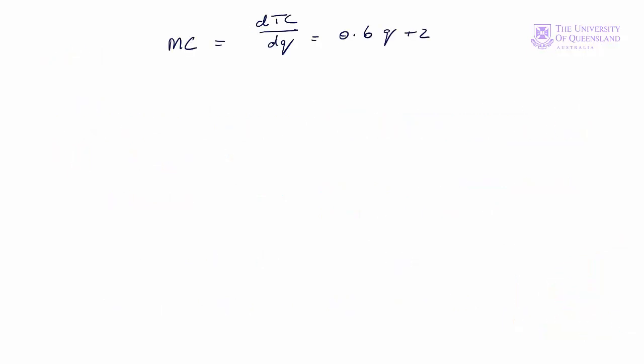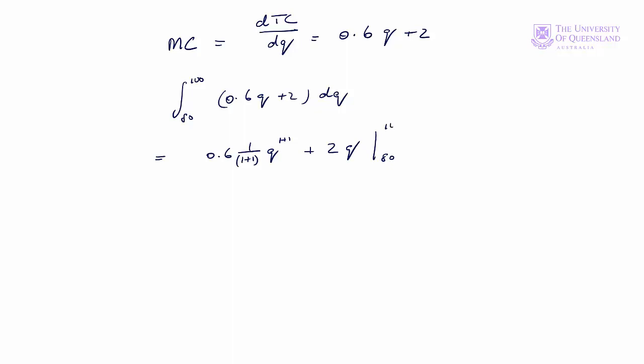Given our marginal cost function, that implies the change in total costs will be the integral from 80 to 100 of our marginal costs, 0.6q plus 2 dq. Integrating that, we'll have 0.6 as the coefficient. That'll be q. The power is 1, so the new power will be 1 plus 1. We'll divide by 1 plus 1. Plus, 2 is a constant, so applying our constant rule, we'll have 2 times q. And we're evaluating that from 80 to 100.